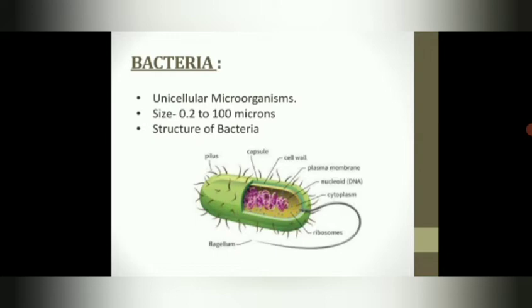Coming to the size of the bacteria, the size is 0.2 to 100 microns. So you know a micron. 1 micron is 1 by 1000 of a millimeter. A millimeter itself is so small, right? Just imagine how small the bacteria is. Now let's learn about the structure of bacteria.